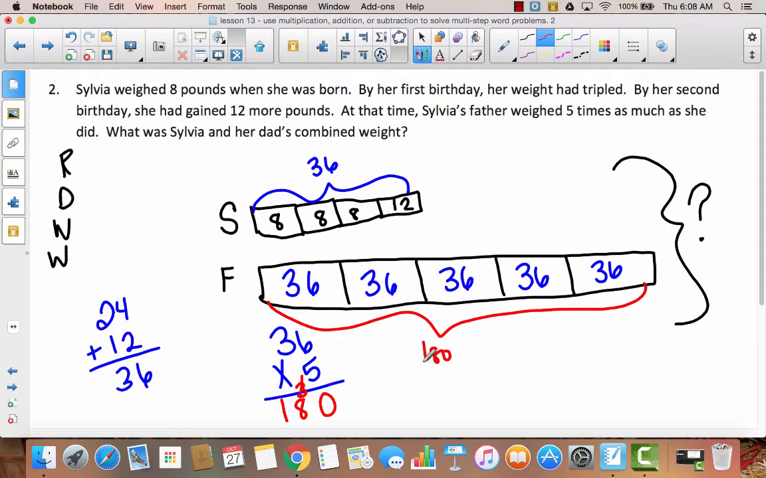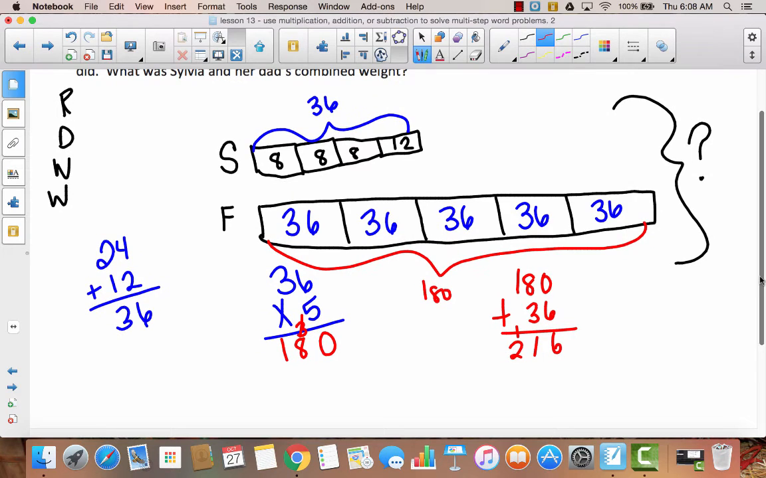So I've got one more step. To figure out how much they weigh combined, I have to add 180 plus 36. That gives me 6, 11, 2. So now I'm ready. I have read the problem. I drew a picture. I wrote a couple of number sentences. Now I'm ready to write my answer as a statement. What was Sylvia and her dad's combined weight?